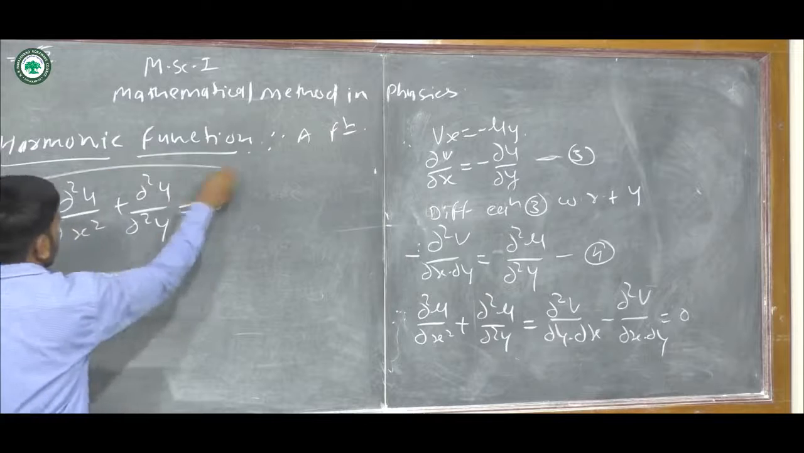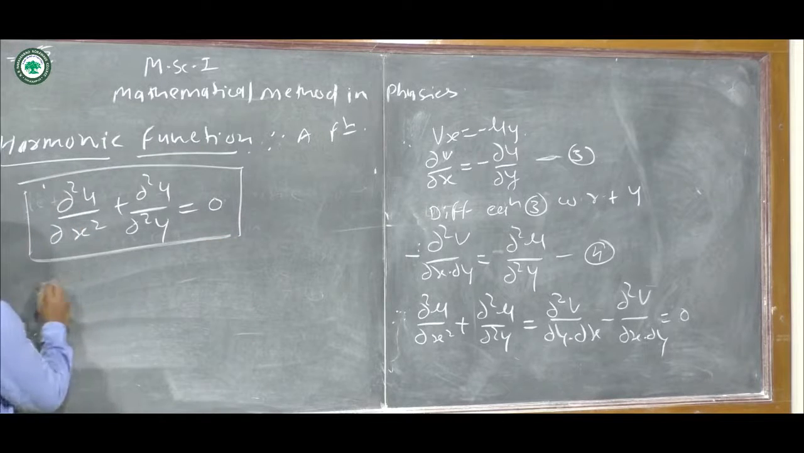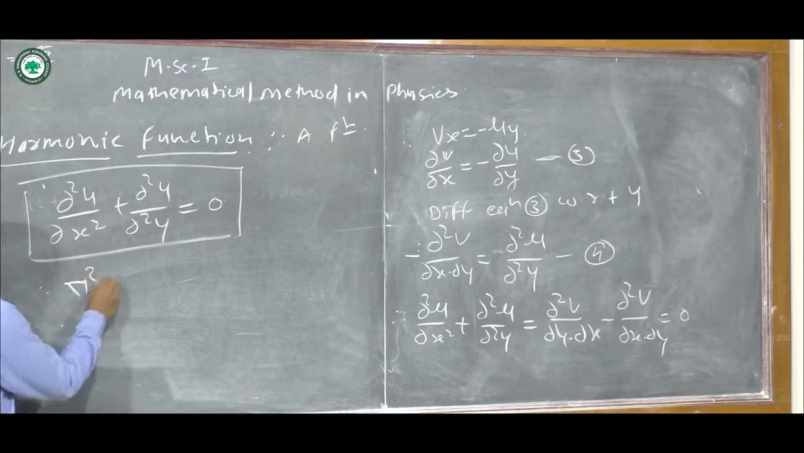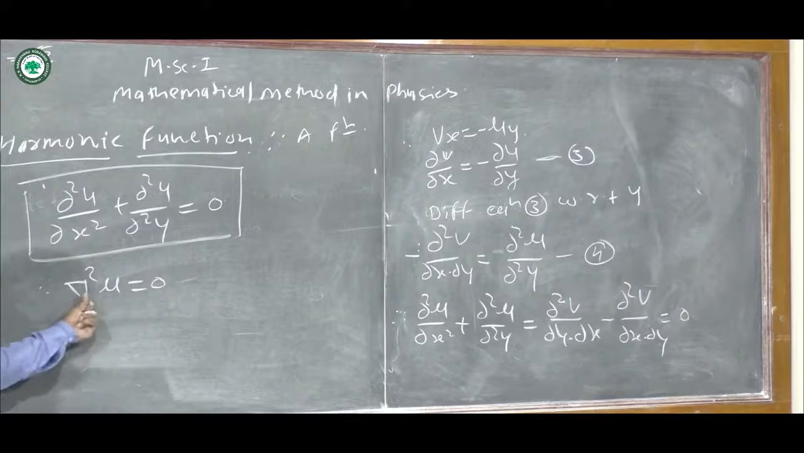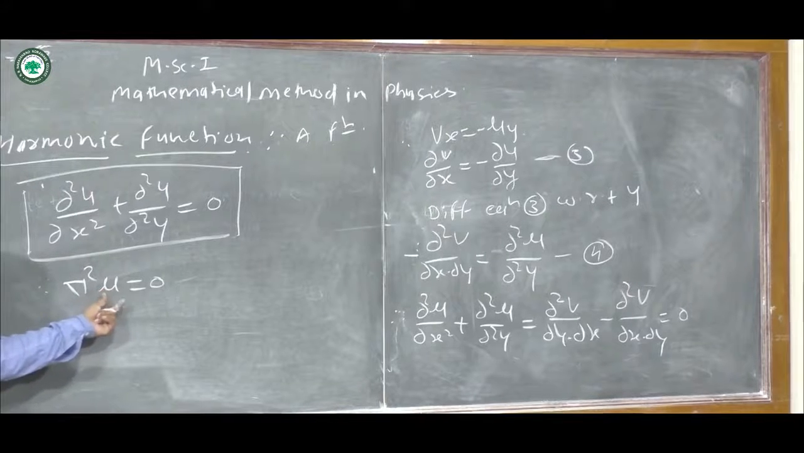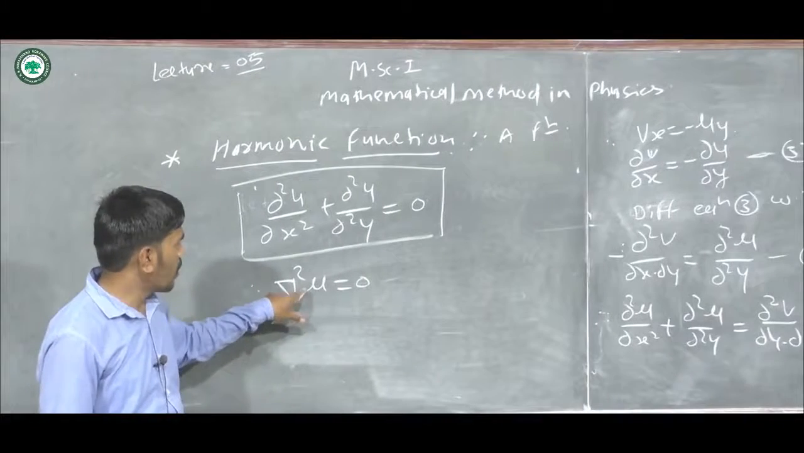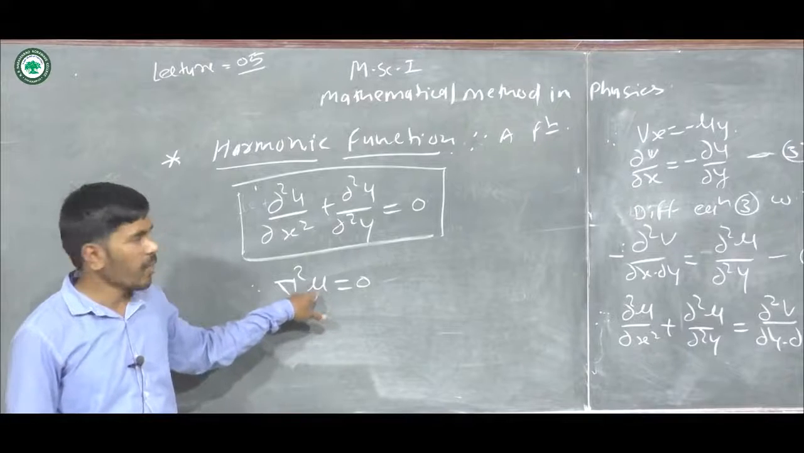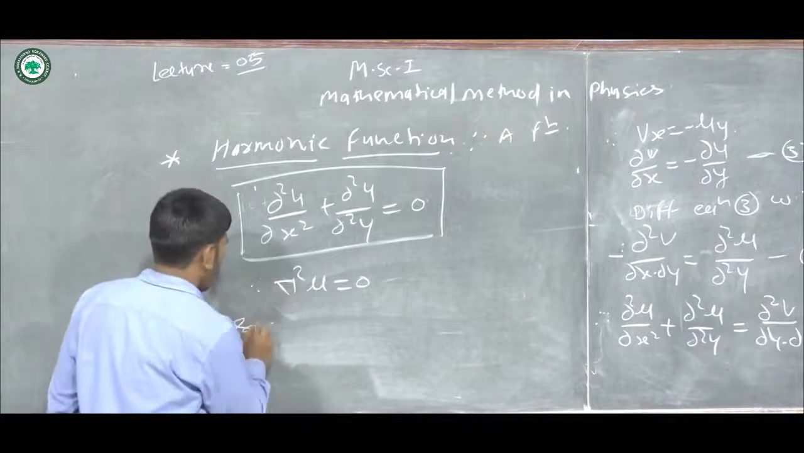Okay, so this is the Laplace equation. We can write it like this also: del square u is equal to 0. This is the condition for the Laplacian equation. So u is a function that satisfies this Laplacian condition, so we can call u a harmonic function.